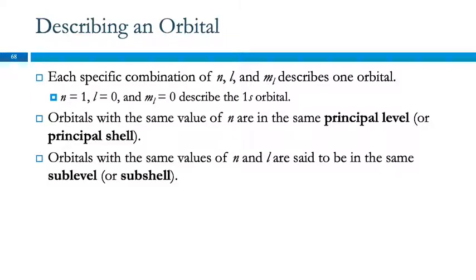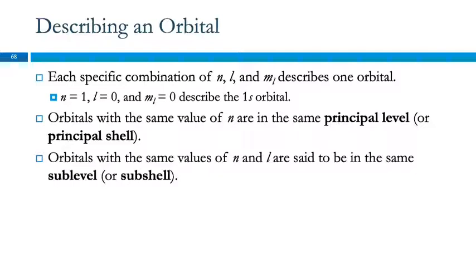So to describe an orbital, we have a specific combination of 3 of the quantum numbers, n, L, and m sub L. So if n equals 1, L equals 0, and m sub L equals 0, this describes a 1s orbital. And if I want to look at a specific 2p orbital, it's going to have a different combination of quantum numbers. So each orbital has its unique set of quantum numbers, like each person has their own social security number, right? In theory, nobody else has it.